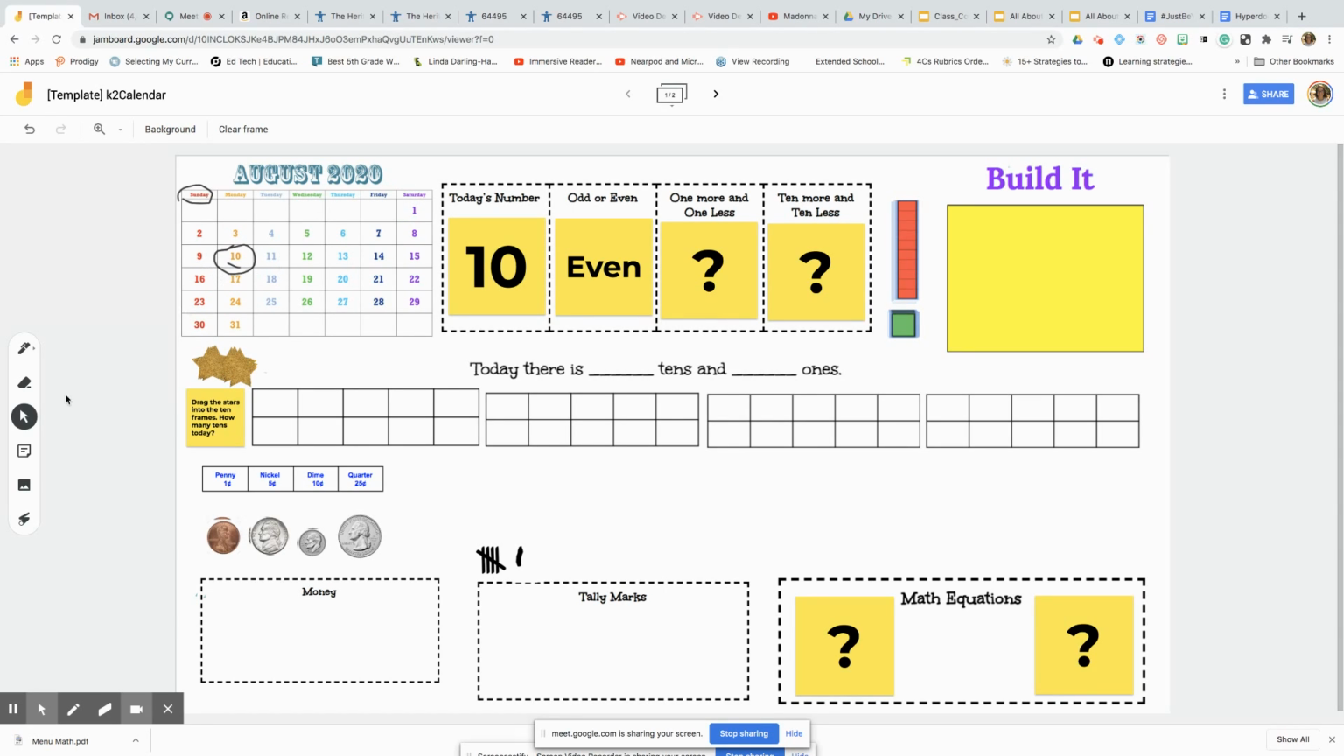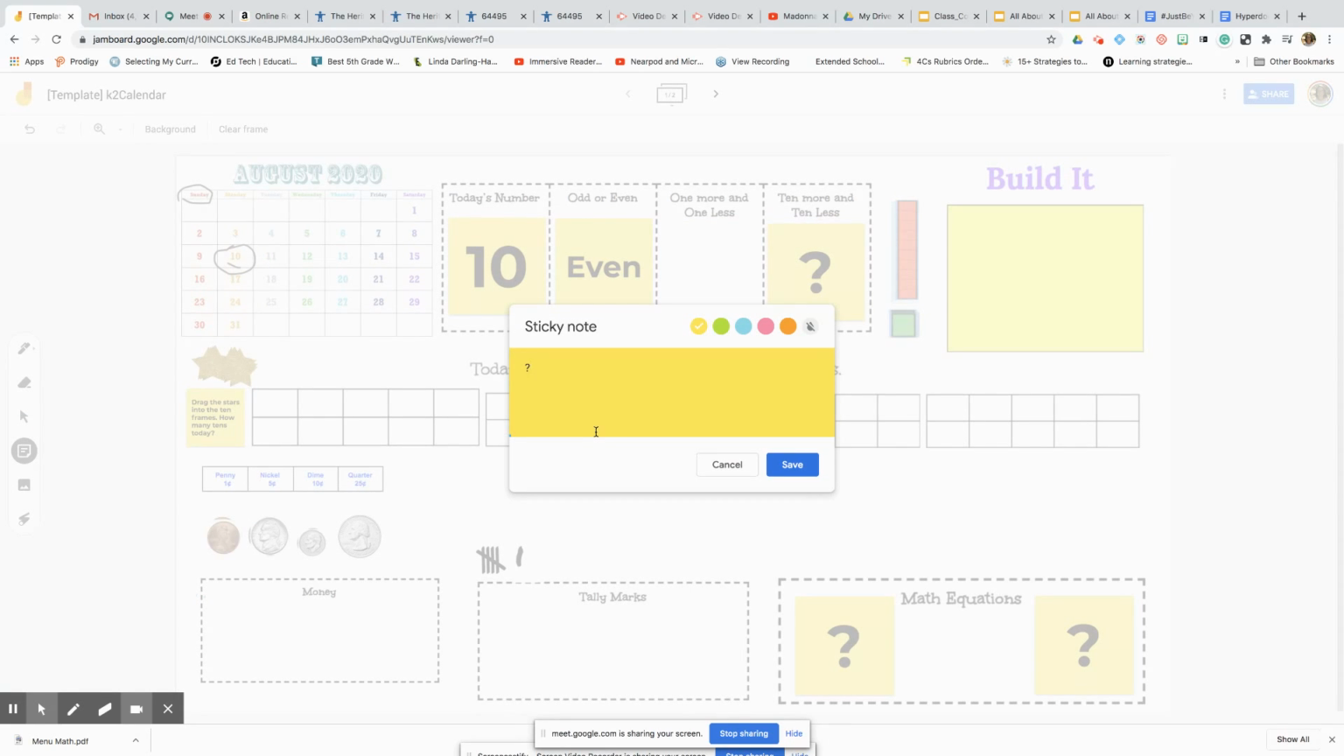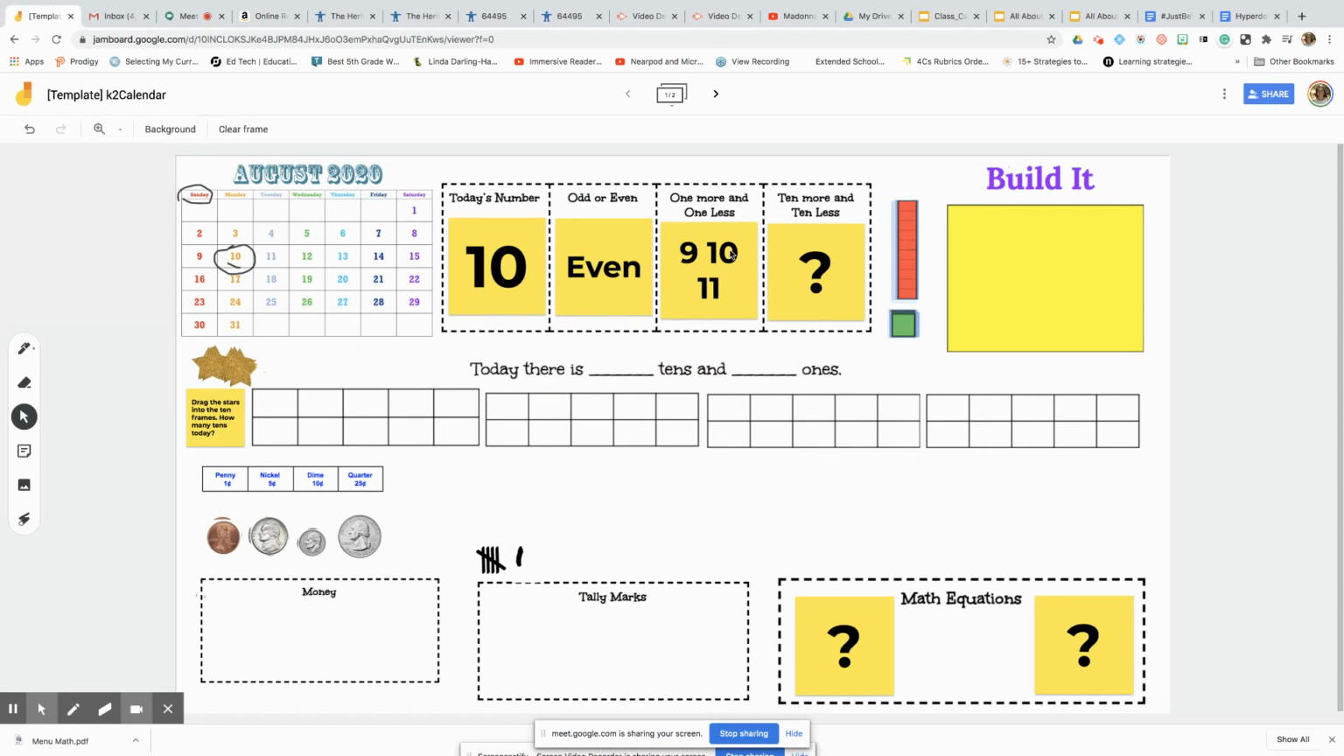So let's try to think about what's one more and one less than 10. We can always look at our calendar over here to figure out what is one more and one less than 10. Can you tell me what is one more and one less than 10? One more is 11. And one less is 9. Very good. So if we were to count in sequence, we would start with what number? The smallest number, which is 9, and then go to 10 and 11. Excellent.